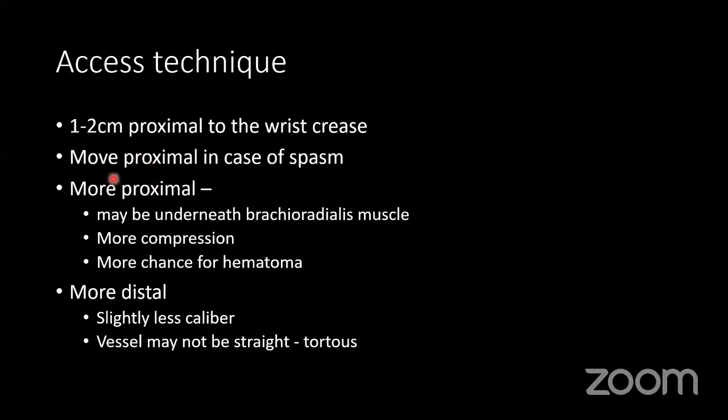Now accessing, it is 1 to 2 centimeters proximal to the crease, and in case of spasm we can move a little bit higher or lower, but more proximal will result in puncturing the radial artery underneath the brachioradialis muscle, and more compression will be needed and more chance for hematoma. That is a problem with going more proximal. More distal, the radial artery will have less caliber, and the vessel will be curving towards the anatomical snuffbox, and sometimes may not be straight, it may be tortuous.